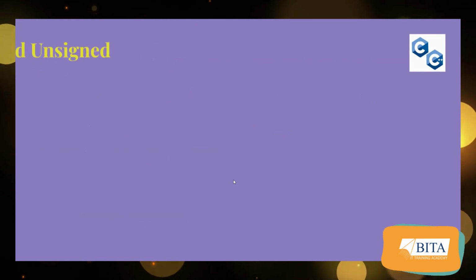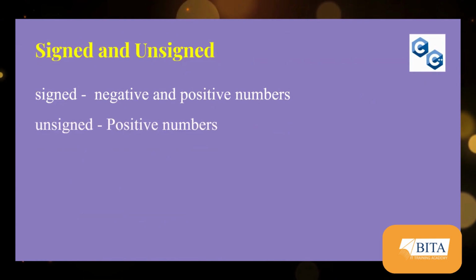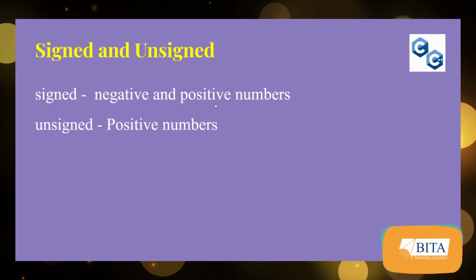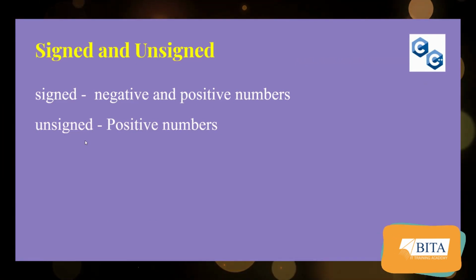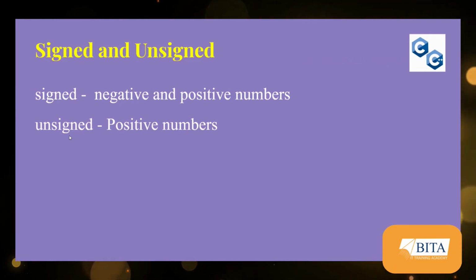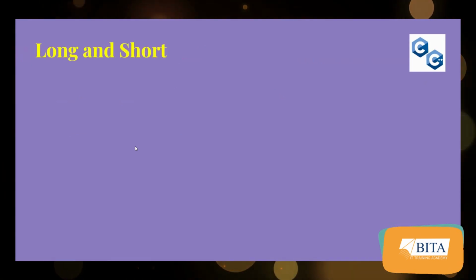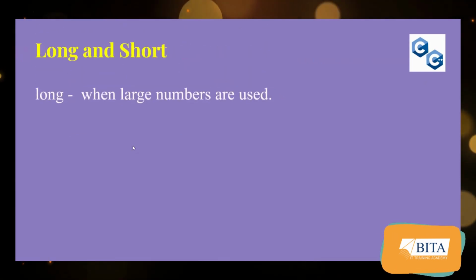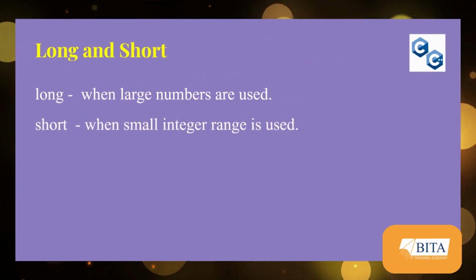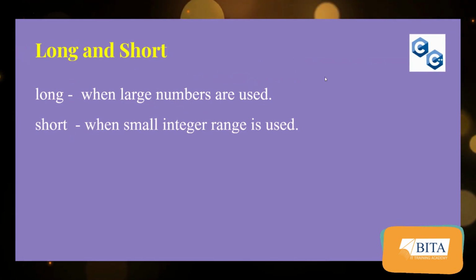Now we'll discuss the signed and unsigned data types that are available. A signed data type can store both positive and negative values, but an unsigned data type stores only positive numbers, and it does not accept negative values. And we have long and short data types available. The long data type is used to store larger numbers. And when you are pretty sure you are going to use a small integer range, then you can use the short data type.